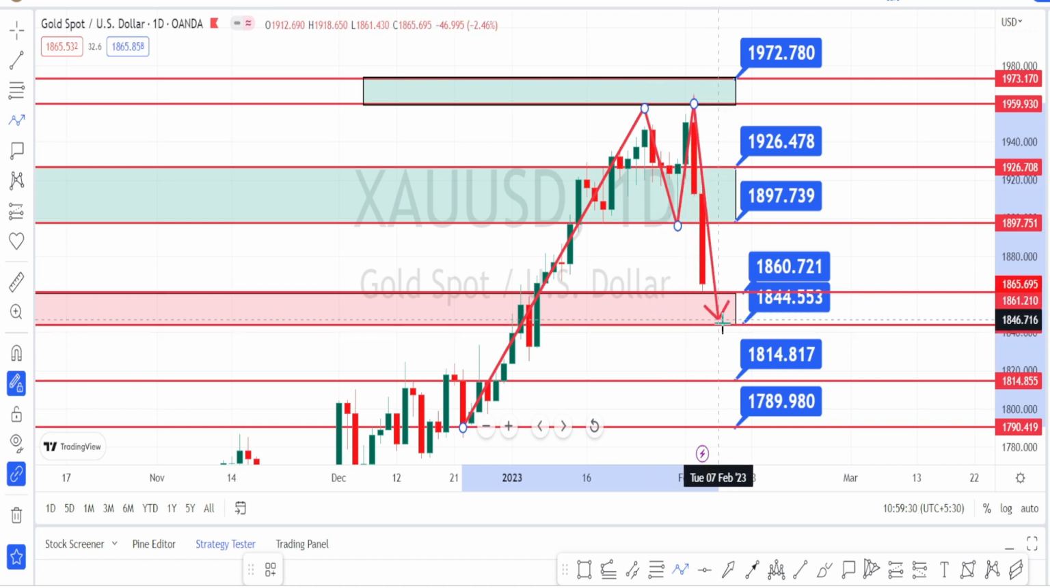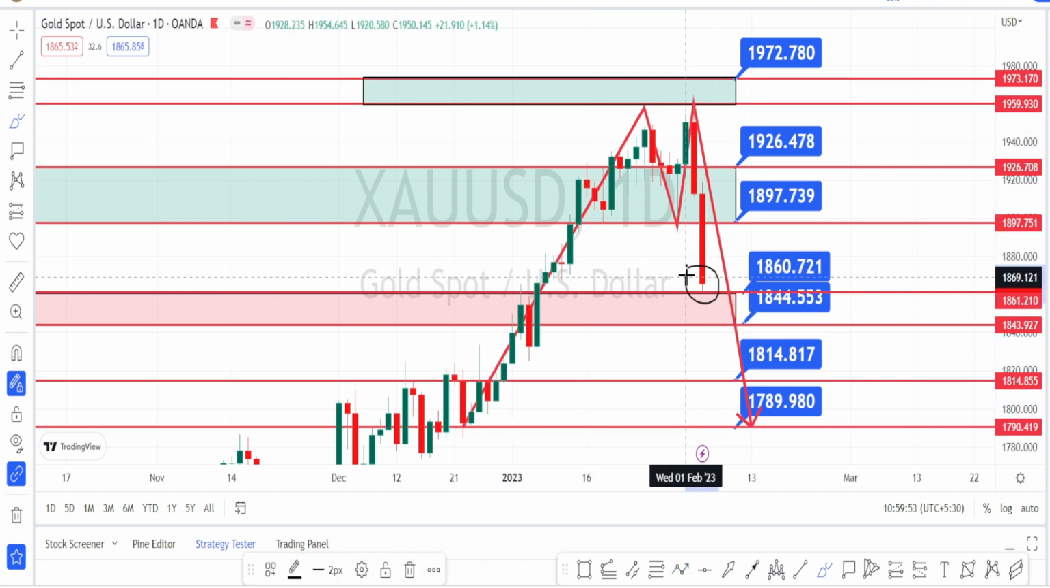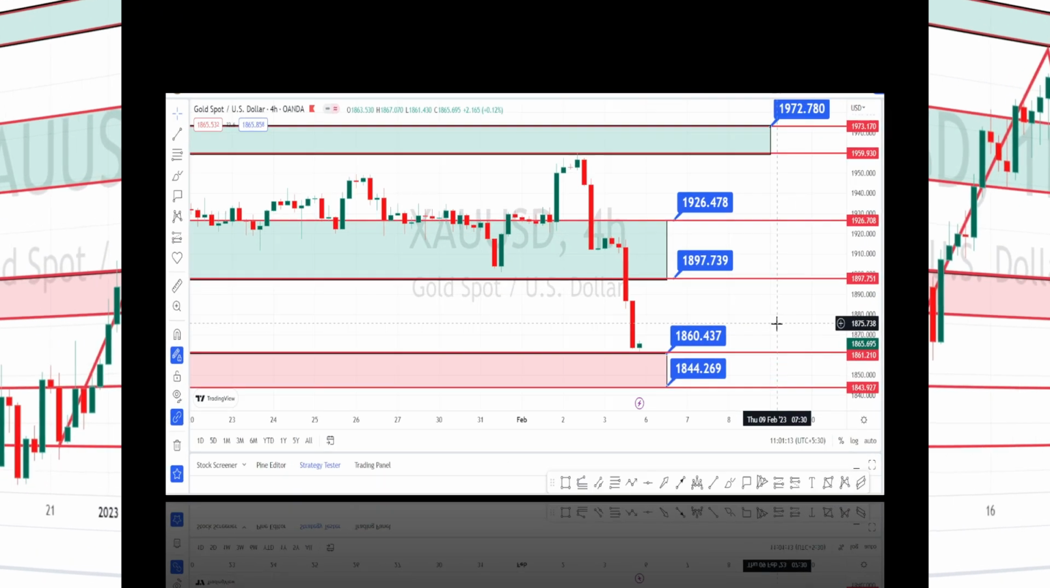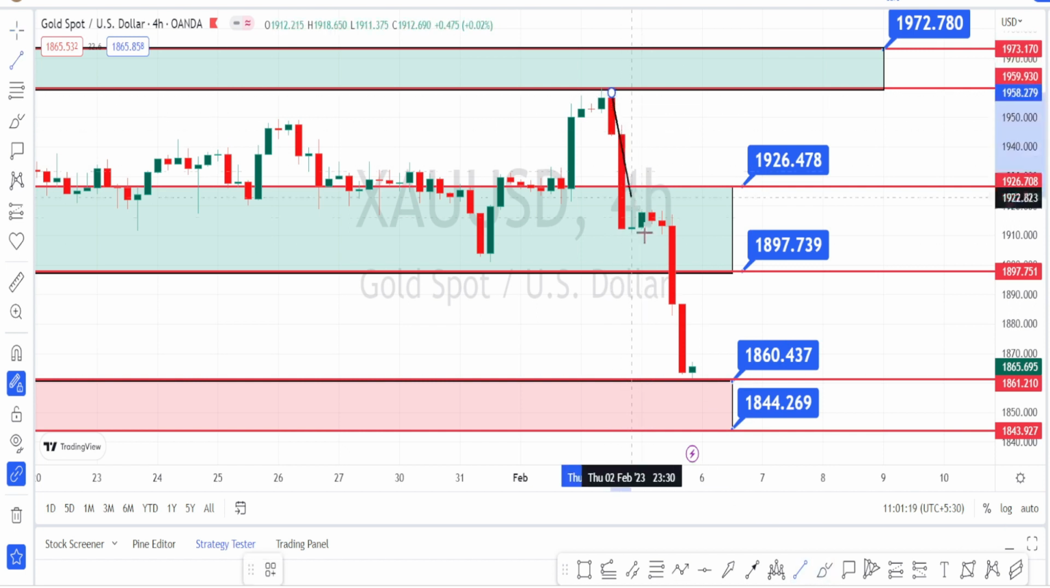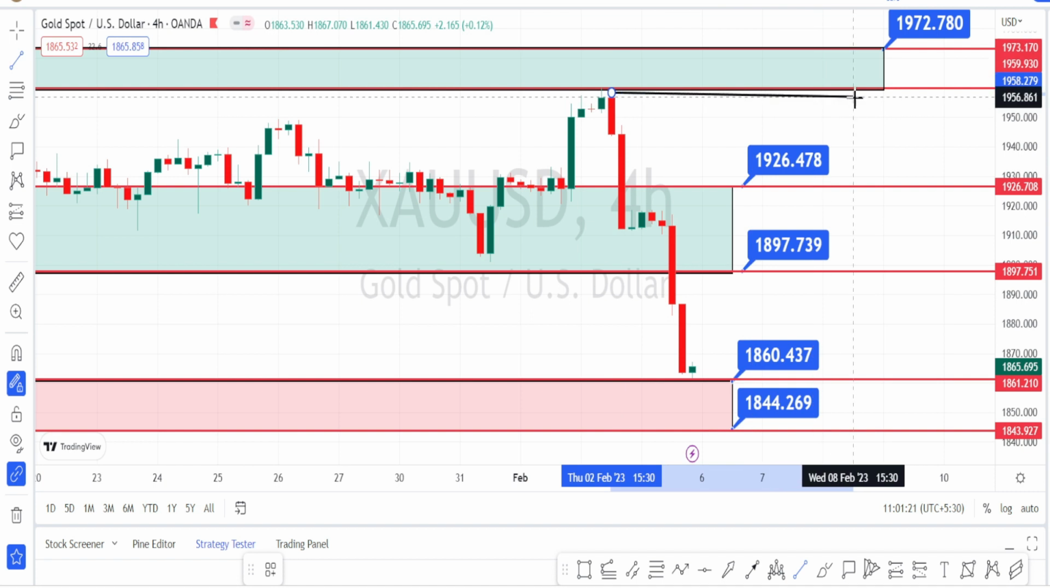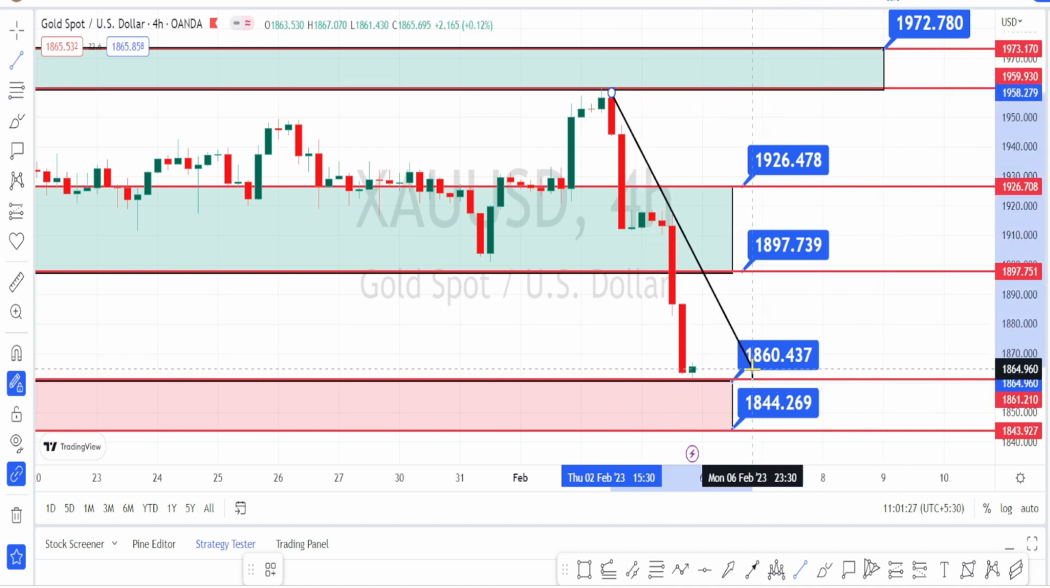So once this zone is broken, we can expect a further continuation of the bearish trend in daily time frame also. And there is no sign of start of the bullish side retracement in daily time frame. Let us look at the price action in 4 hours time frame. I'm in 4 hours time frame. In 4 hours time frame also we have noticed a price action to be trending on the bearish side after testing the resistance level of 1960, and now it has taken support on the support level of 1860.